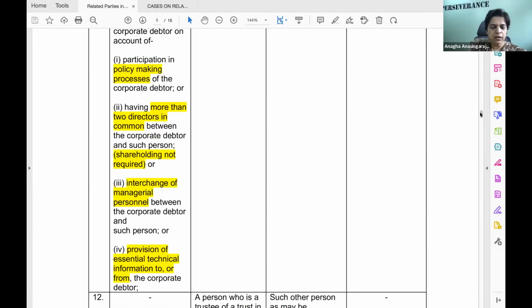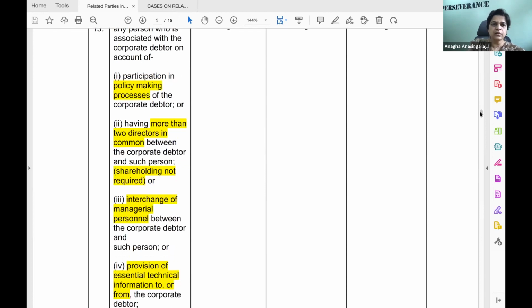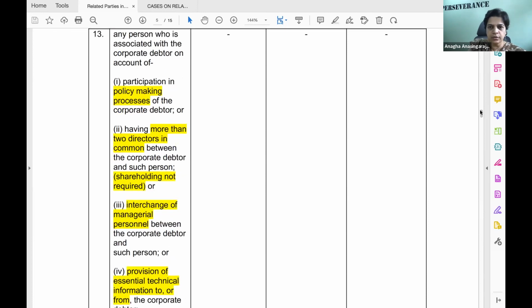Then this last one, point number 13, is something which is very, very generic, and we can fit a lot of transactions into this, provided we have sufficient grounds or sufficient material on hand to show that this is actually what the case is. So any person who is associated with the CD, you see the words which I used, any person who is associated. So person will again include an individual or any other type of entity, who is associated with the CD. Again, association is what we understand in common parlance. It does not carry a specific definition in the code.